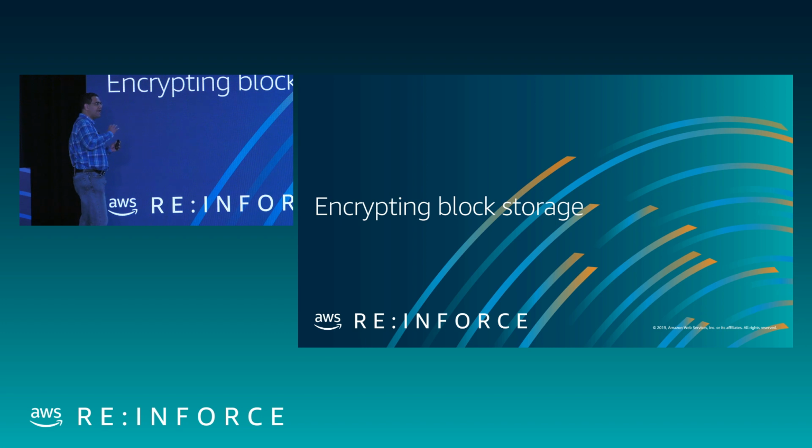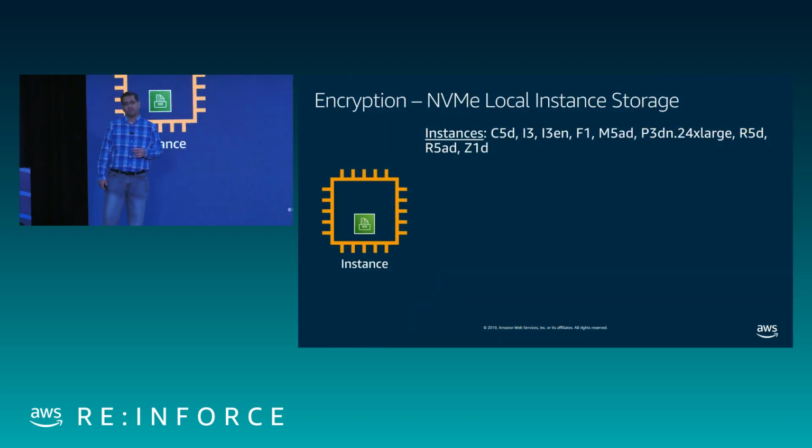So with that really brief overview, let's dive right into encrypting block storage and what's entailed and what's involved there. To kick things off, let's look at local instance storage, right? In this case, NVMe local instance storage. Who here uses any of these instance types? C5D, I3N, show of hands? Some of you. So with these instance storages, when you provision the instance, say a C5D or an I3 or an I3EN, you get a local instance store.